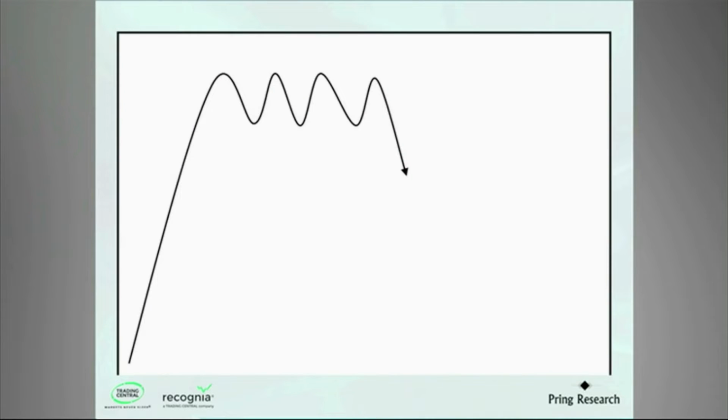This diagram shows a rectangle which has formed and completed a top. The measuring implication of this formation is the vertical distance between its outer boundaries projected in the direction of the breakout, which in this case is a downward one.